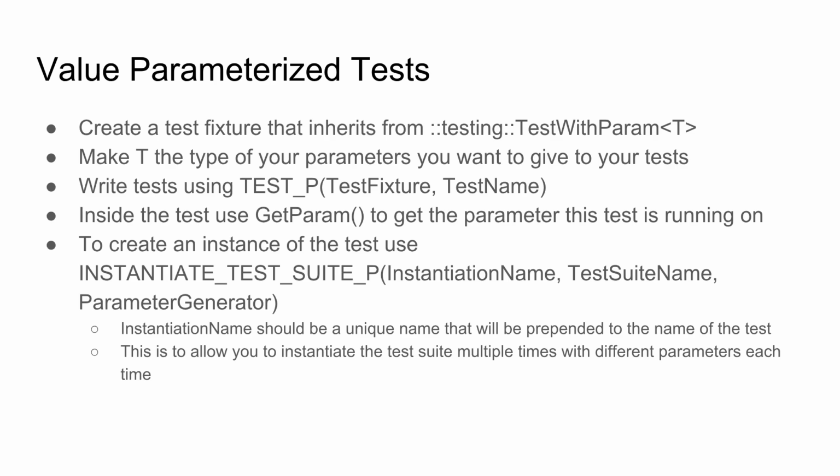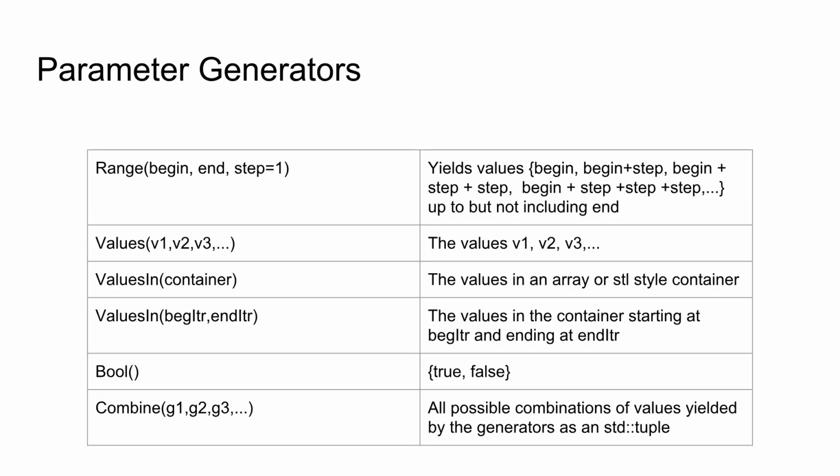Then you provide a parameter generator. A parameter generator can be either Range, Values, ValuesIn, Bool, or Combine. Range will give you some value beginning at begin, ending at end, and the step will be increased by whatever. And notice that the documentation says that the first value is begin, then begin plus step, then begin plus step plus step, then begin plus step plus step plus step. So you wouldn't have to use Range with just a numeric value. If you had your own class that had plus defined on it, you could pass it in there with a Range.